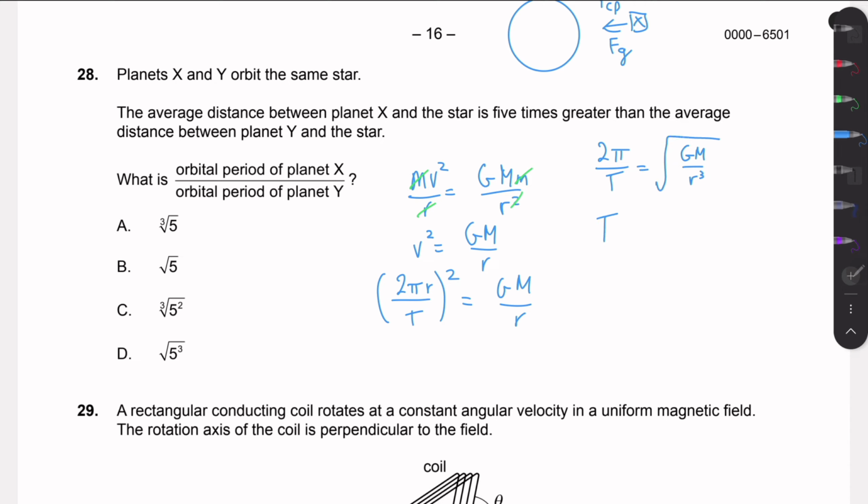And then the period will just be 2 pi times 1 over this radical, so root of r cubed over GM. So this is the period in terms of the radius. And we know that the radius for X is 5 times larger. So we see that it varies with the square root of r cubed. So it will just be root of 5 cubed as we increase the radius by 5. And so the orbital period of planet X will be larger by this factor.